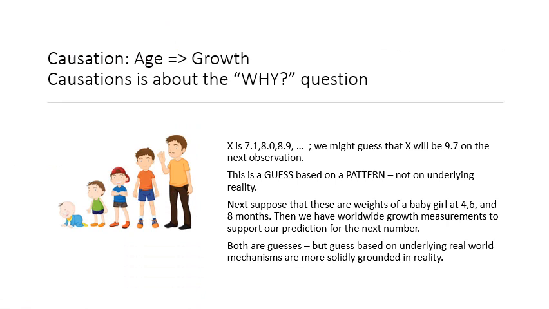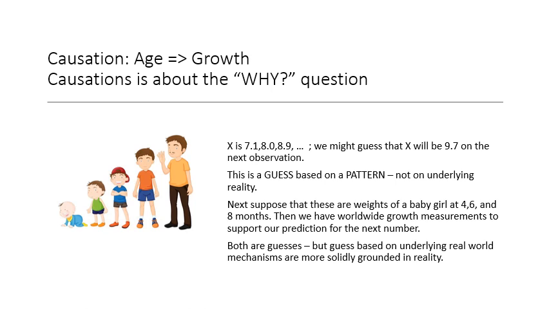To understand this better, consider a sequence of numbers like 7.1, 8.0, 8.9 and ask, what is the next number? Well, there is a pattern in these numbers that they are increasing by 0.9. So we might guess that the next number will be 9.7 or 9.8. This is just a guess, and we have no reason to be sure of this guess. We are just looking at a pattern and then extrapolating from that pattern.